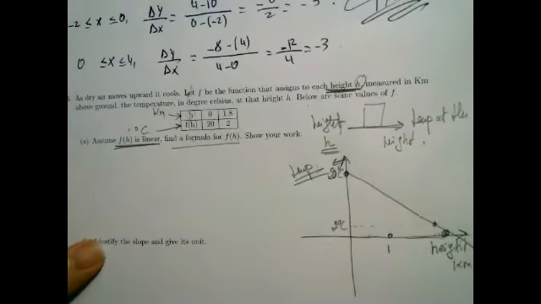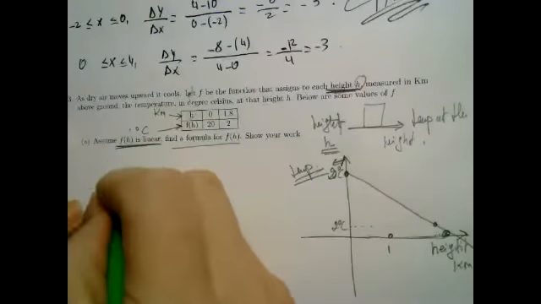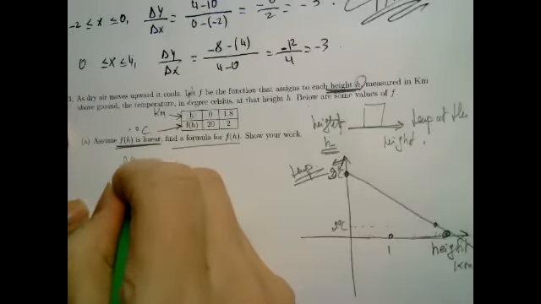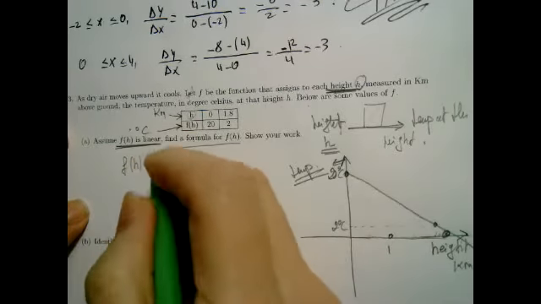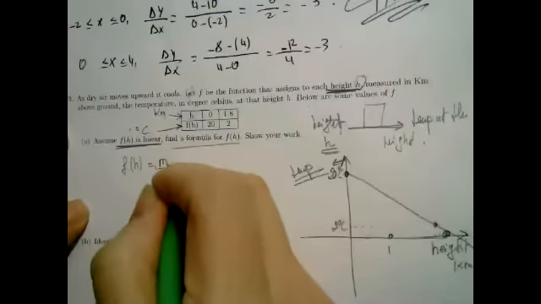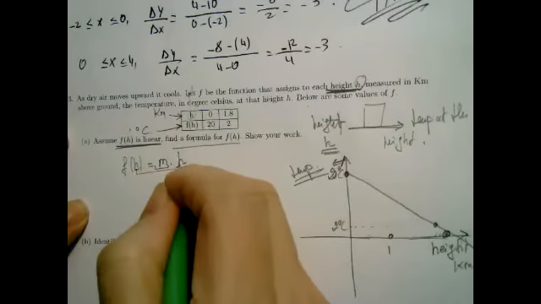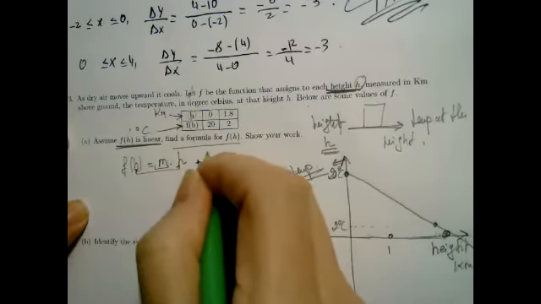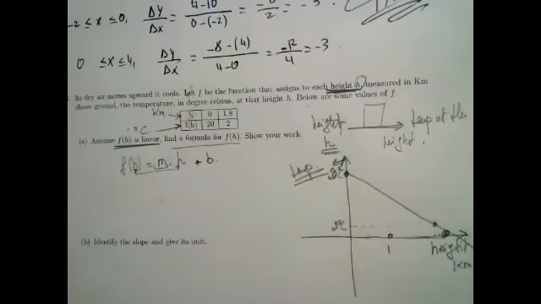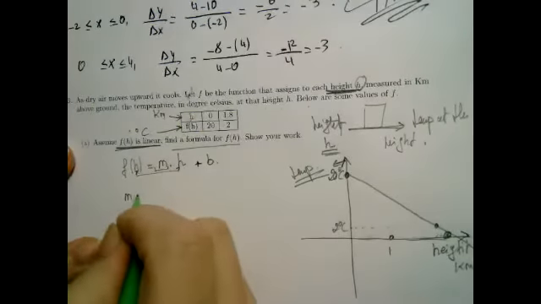Assume f of h is linear. Find the formula. What does it mean, linear? Linear means the formula should be of the form: a slope times h, that's your variable, plus b. That's what is linear. It means the equation of a line. So find the formula. First you need to find the slope.